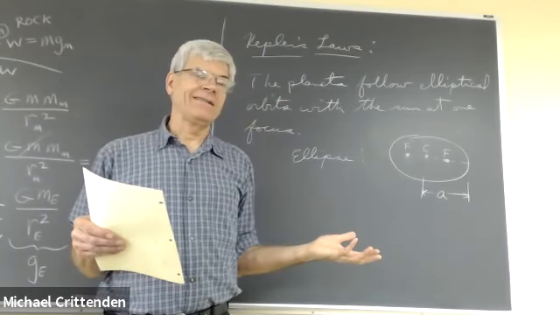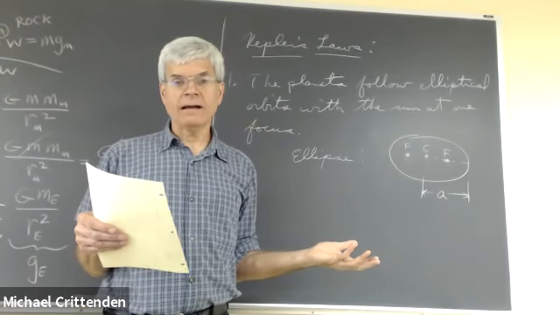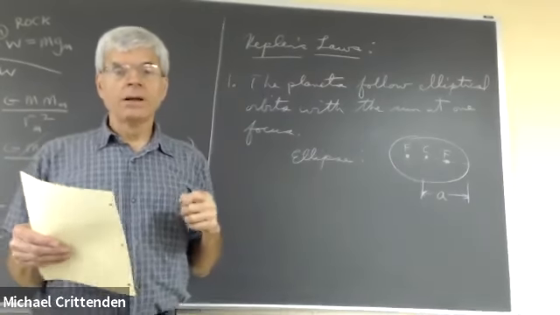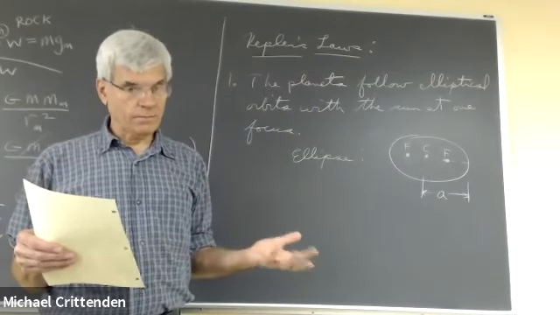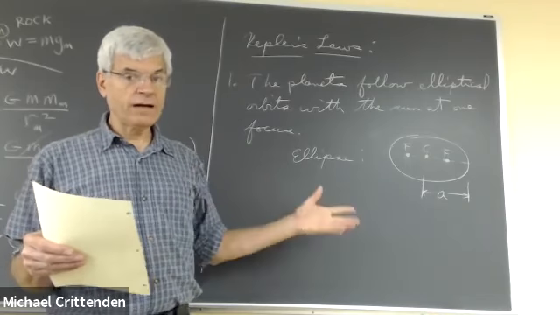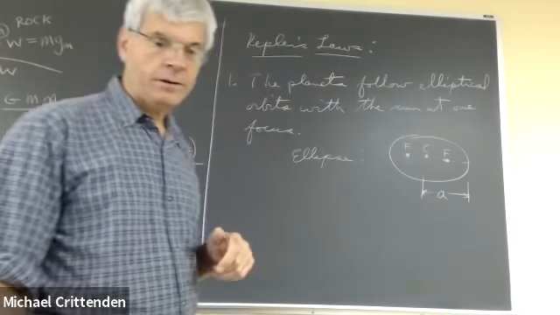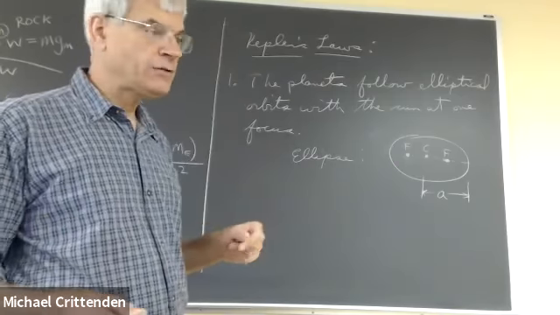That is kind of like, if you think about it a little bit, common sense from a modern point of view. But remember, universal gravitation was many decades in the future at this point. Kepler had no explanation for why this should be true.